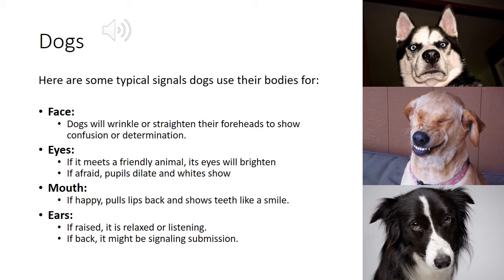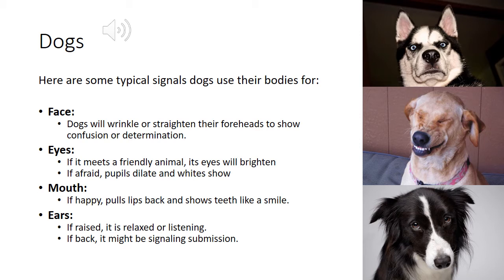So when a dog sees another animal and he thinks that animal looks friendly and he wants to play, his eyes will brighten, he'll open them wide. But if the dog sees another animal and he is afraid of that animal, his pupils will dilate. The pupils are the small black dots in the middle of your eyes. So his pupils will get bigger and he'll show the whites of his eyes.